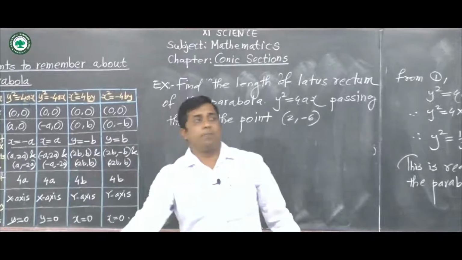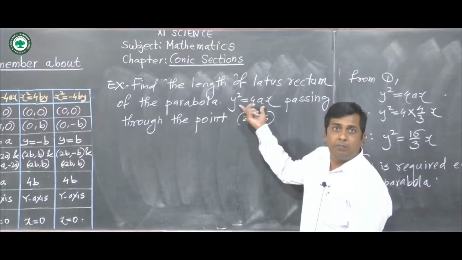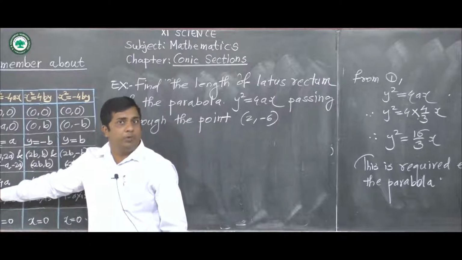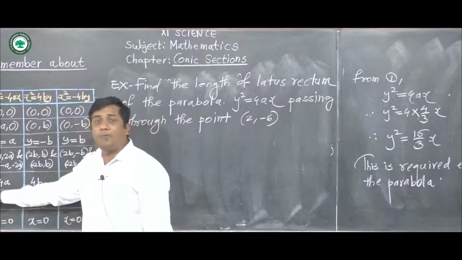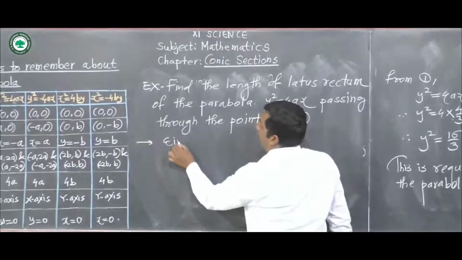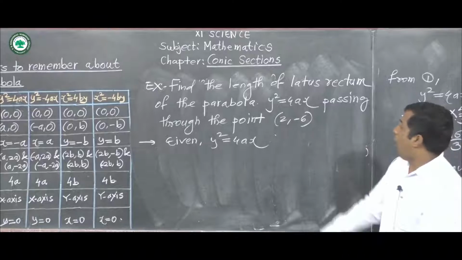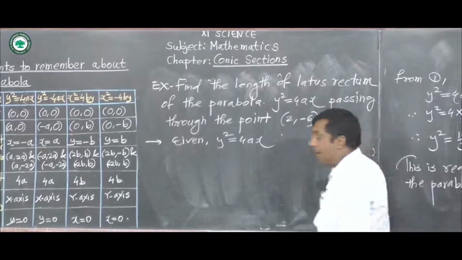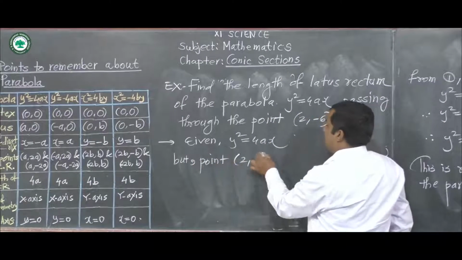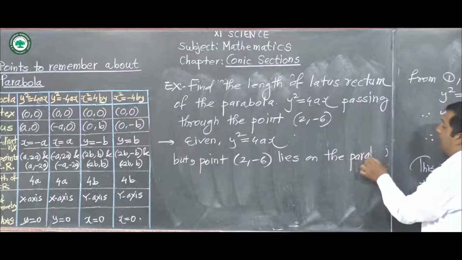Okay, again a very simple example it is. Here the equation of the parabola y square is equal to 4ax is given, and we know the length of the latus rectum is 4a. So our first step is to find the value of a. I write the given equation first: y square is equal to 4ax. But the point (2, minus 6) lies on the parabola.